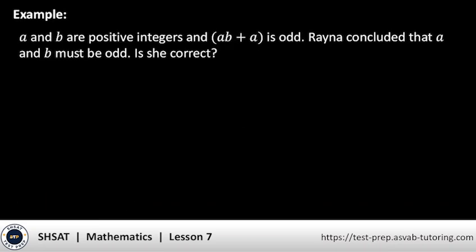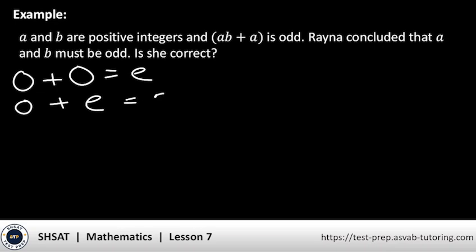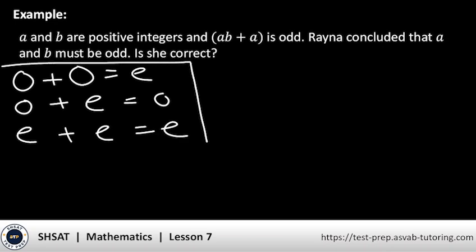Here we have a and b are positive integers and ab plus a is odd. Reina concluded that a and b must be odd. Is she correct? First of all, there are some things that you do need to remember. If we have an odd number with an odd number, the answer is always even. An odd number with an even number, the answer is always odd. And an even number with an even number is always even. So these are the 3 things that you do need to remember for this practice, okay?